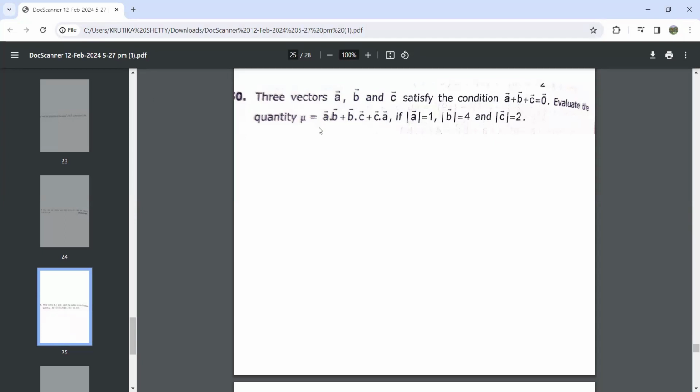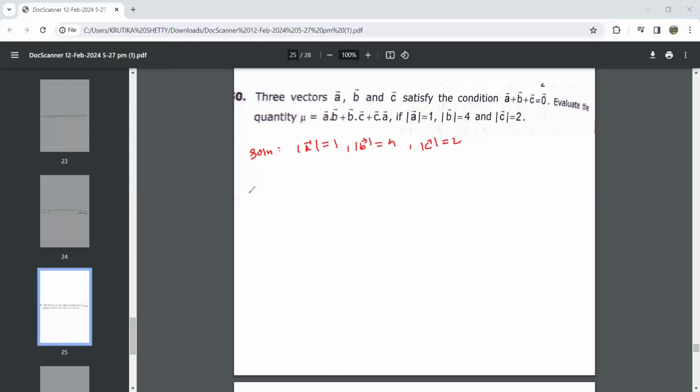Again, we need to apply the same formula we used for the previous one and calculate the value of mu. Here, the modulus values of A, B, and C are different from the previous case. All the vectors were unit vectors there, but here one vector has magnitude 1, another has magnitude 4, and the magnitude of C is 2.